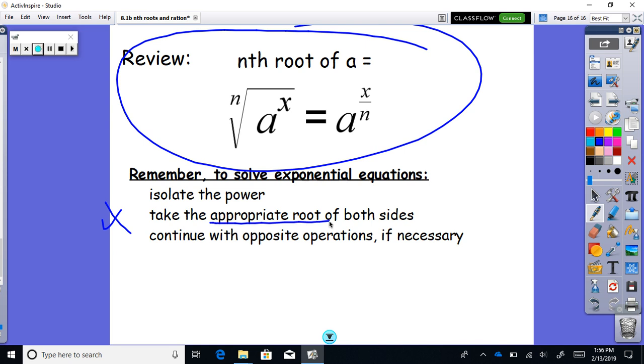So if it's x cubed, take the cube root. If it's x to the 7th, then we're using the 7th root, which means that you need groups of 7. You probably won't see that, but just throwing it out there.